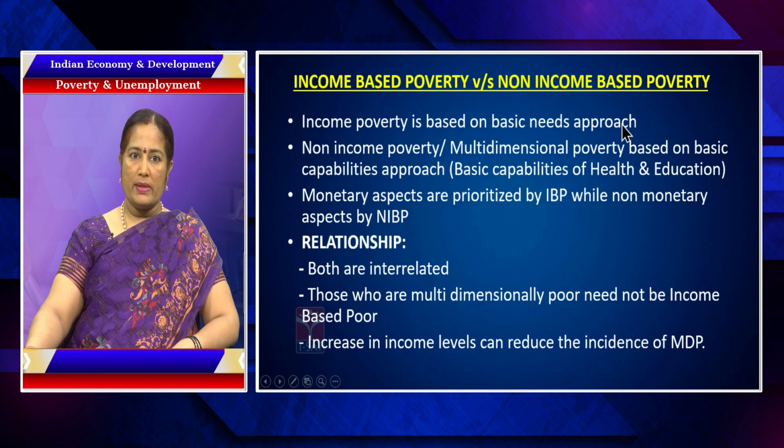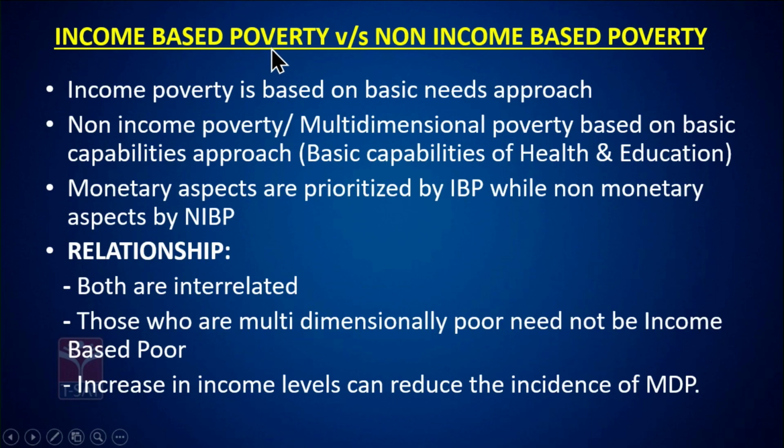The second important aspect now is income-based poverty and non-income based poverty. Under income-based poverty, we try to measure poverty in terms of only consumption, expenditures and income. And under non-income based poverty, we try to measure poverty based on non-income aspects such as education, life expectancy and accessibility to safe drinking water, etc.